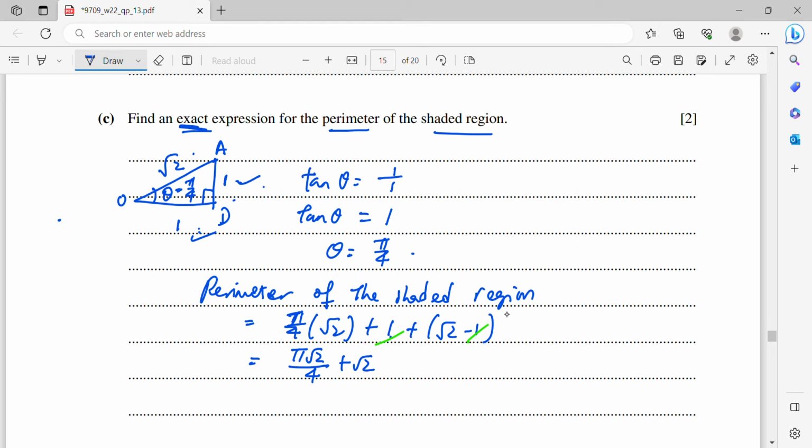Okay, so from here, you may factorize root 2. Root 2 is in common. And normally, if you have any fraction, we will factorize the fraction as well. So I factorize over 4. It means the first term is left with pi, and the second term is left with plus 4. So this will be the exact perimeter of the shaded region.